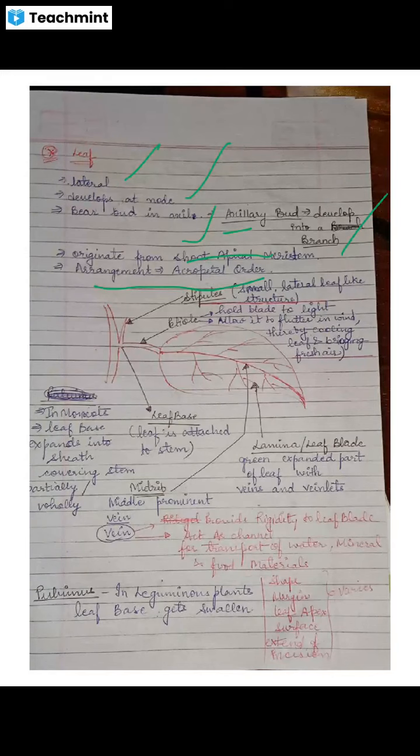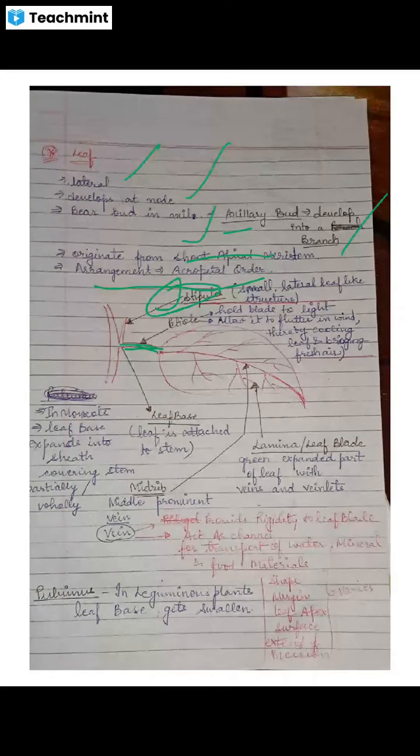Now, the structures of the leaf. Talking first about stipule. Stipules are small lateral leaf-like structures present between the axil of the leaf and the stem. Then comes the petiole, with whose support the leaf is attached to the stem. It holds the blade to the light. It allows it to flutter in the wind, thereby cooling the leaf surface and bringing fresh air.